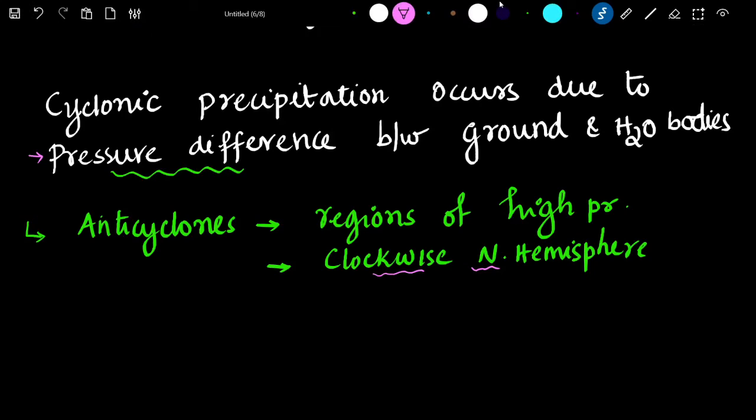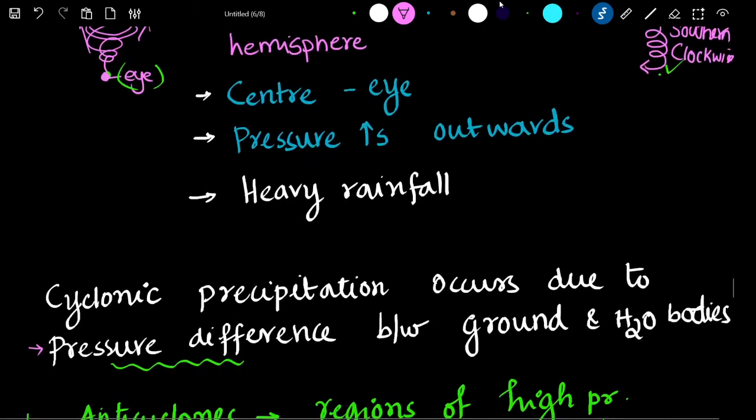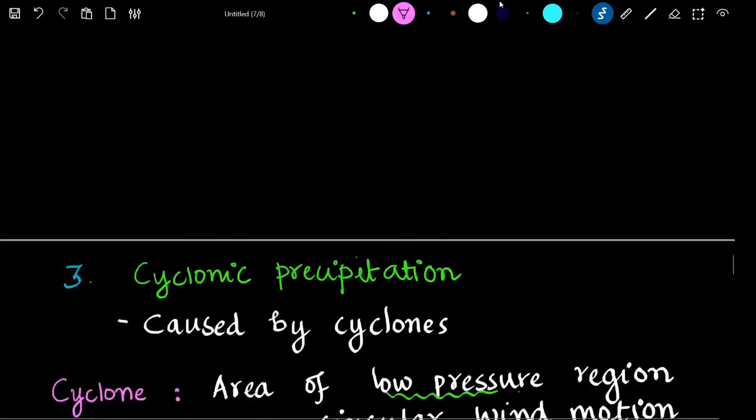They are just the opposite, that is anticyclones are regions of high pressure, and here the wind will be clockwise in the northern hemisphere as well as anti-clockwise in the southern hemisphere, that is just the opposite of the cyclones. So this was all about the kinds of precipitation.